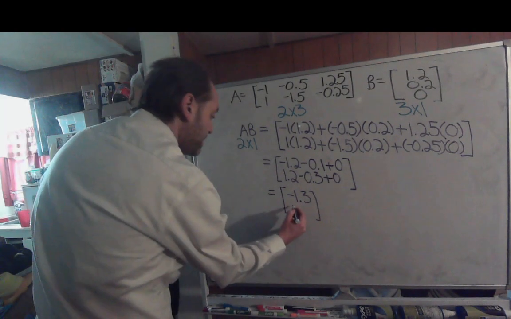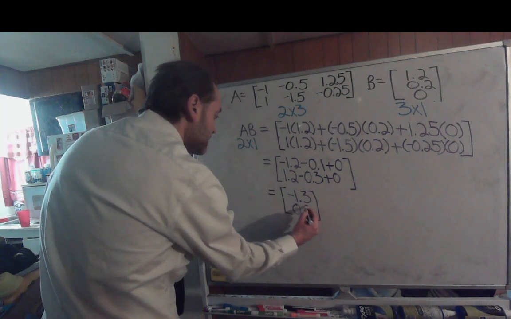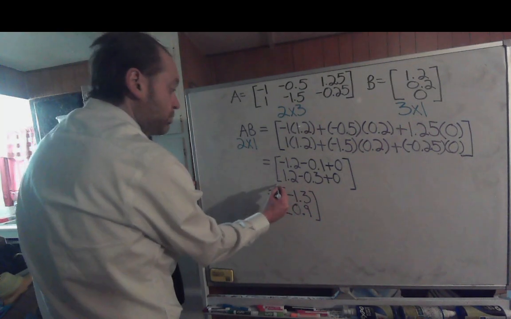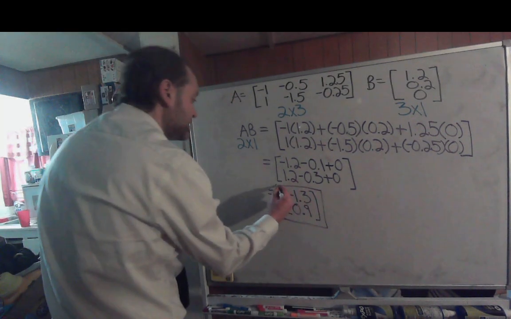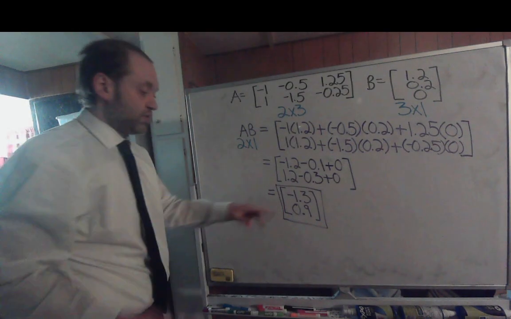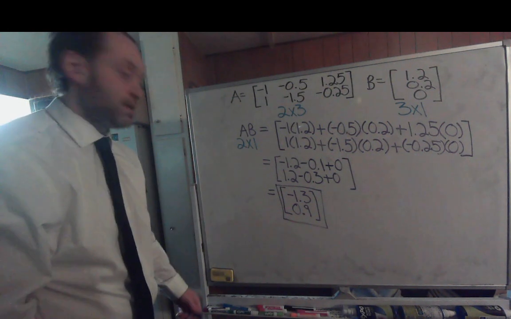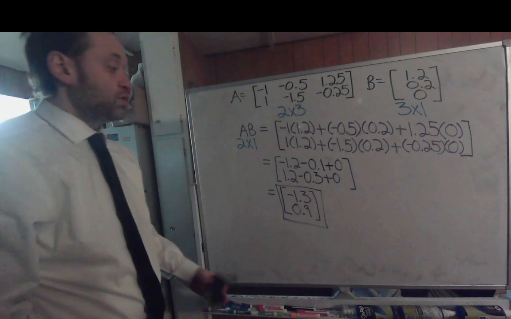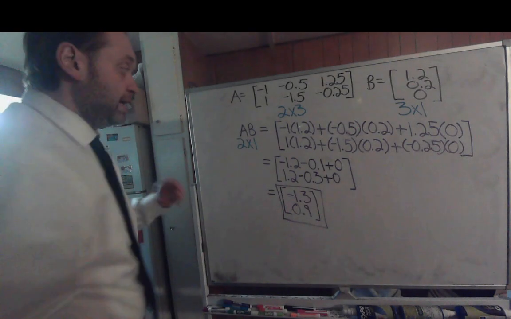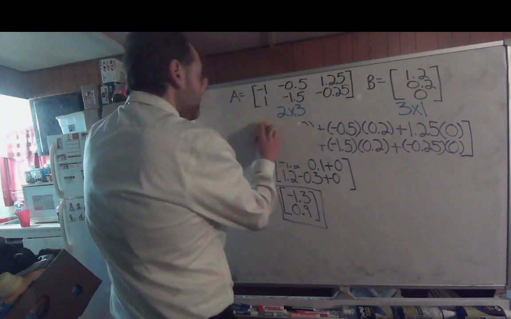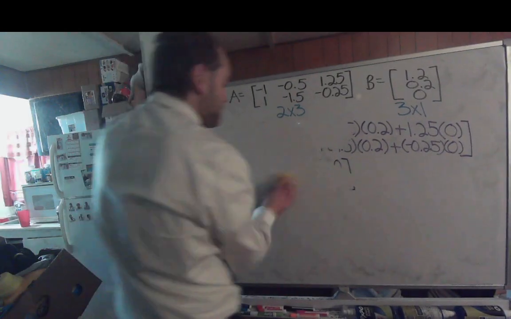And then you'll end up having 0.9. And as you see, this is a 2 by 1 matrix. So yes, you get a 2 by 1 matrix with the results negative 1.3 and 0.9. So there is the matrix AB. Now you know what I'm going to do next. We're going to flip it the other way.